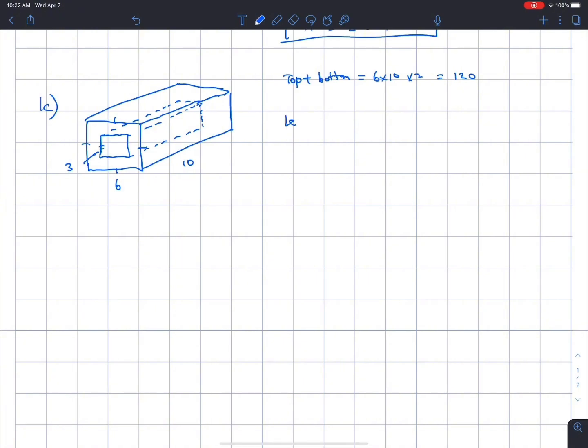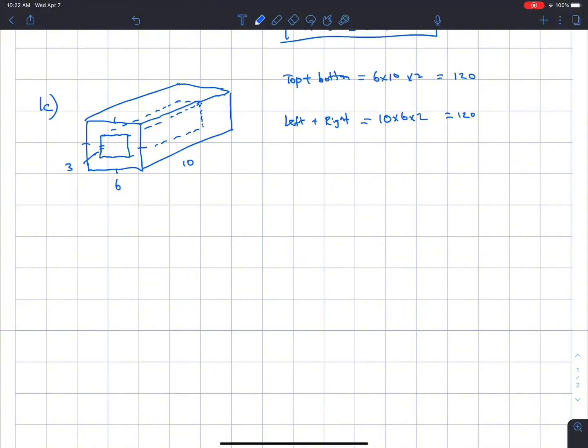The left and right, the right piece is 10 times 6. This is the same, right? This little thing indicates that these two sides are exactly the same. That's why it's 10 times 6 times 2. We get 120.